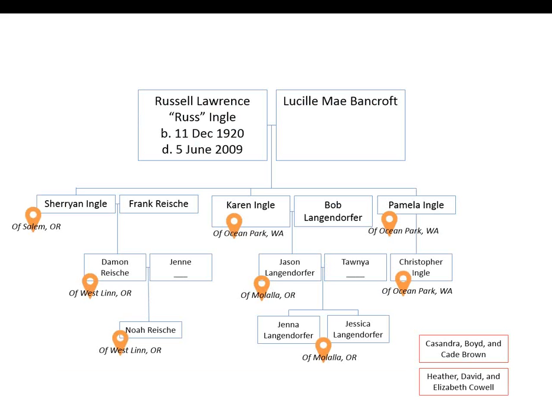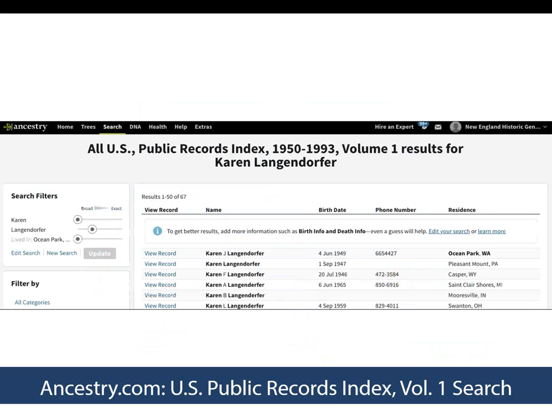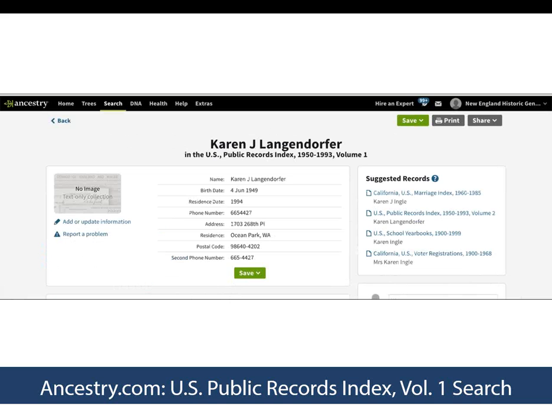So if we go back to this obituary, which gave us a lot of information about people's residences, we can get a little bit more information on these people by using the U.S. Public Records Index. If I do a search of the U.S. Public Records Index for Karen Langendorfer, I get a hit for Ocean Park, Washington, because that was mentioned in her father's obituary. I am fairly certain this is the right person.